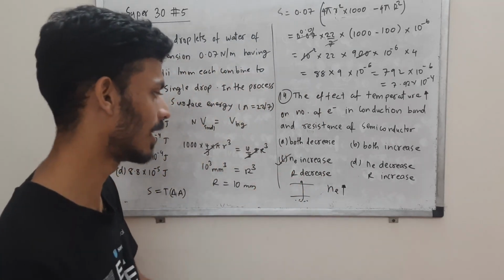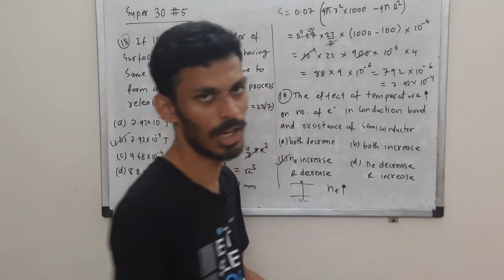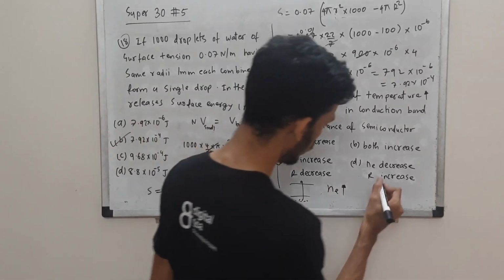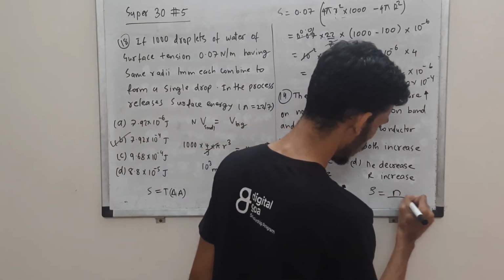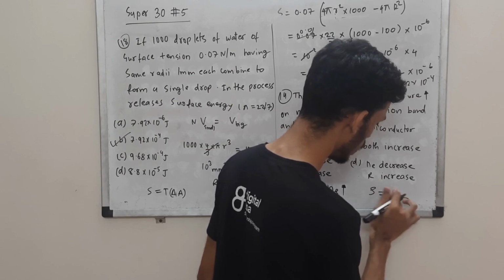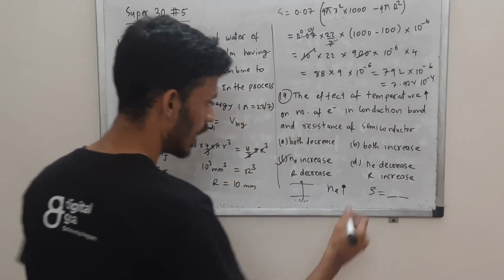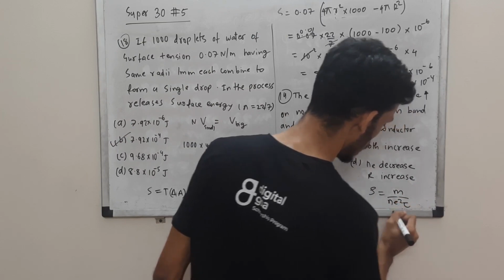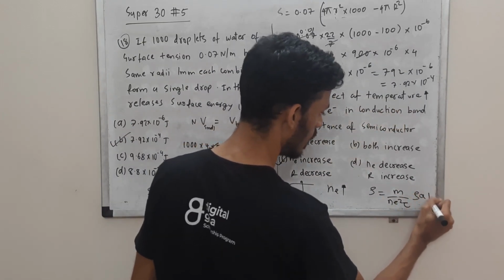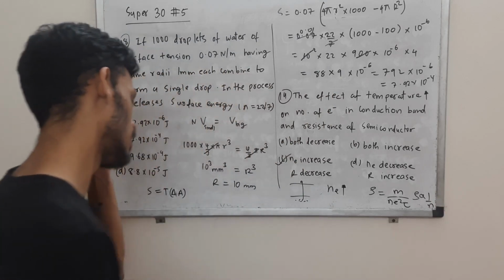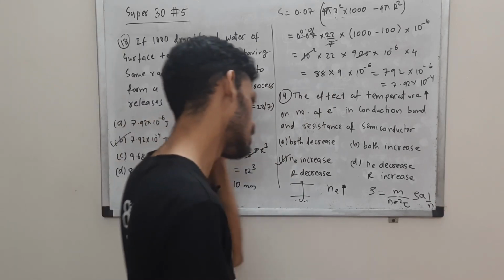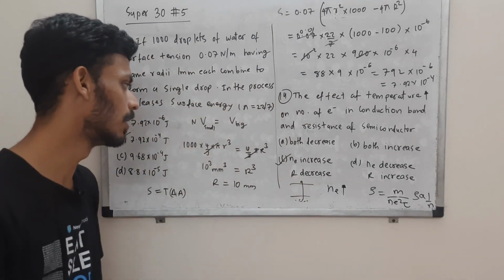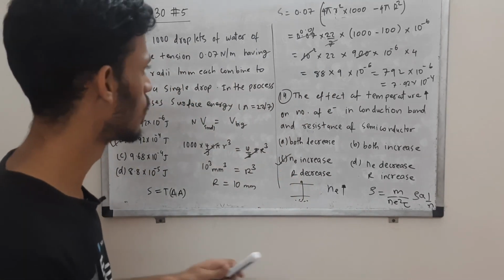You can also verify that resistance will decrease because the number of electrons increases in the conduction band, more conduction, less resistance, right? Or you can verify with the formula: resistivity is m by ne²τ, right? The n is in the denominator, which means resistivity is inversely proportional to the number of charge carriers. With an increase in the charge carriers, resistivity will decrease and the resistance will decrease. So that's about this question. Let's move to question 20 now.